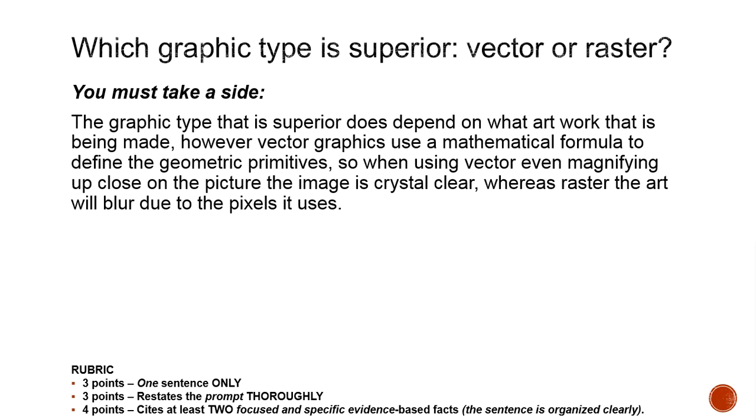Here's an example where you've really got to remember you've got to take a side, okay? Don't play it safe. So the graphic type that is superior does depend on what artwork is being made. True. However, graphic vectors use a mathematical formula to define the geometric primitives. So when using vector, even magnifying up close on the picture, the image is crystal clear, whereas raster, the art will blur due to the pixels it uses.